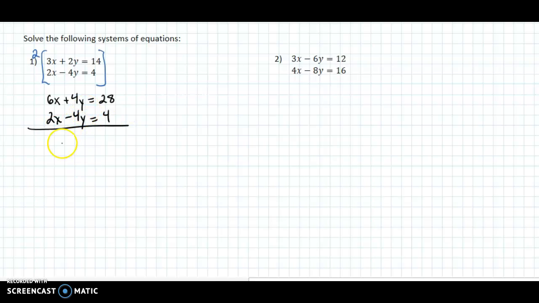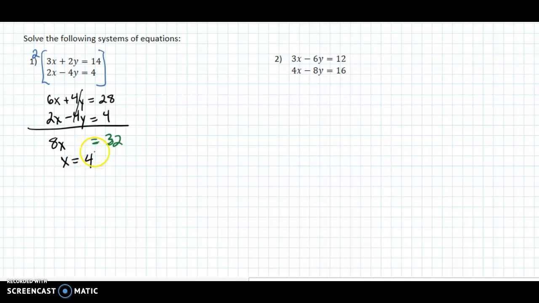And we can combine these or add them together, and that gives me 8x. These add to 0, which is something that we want, and then this gives me 32. So this gives me 32, and that means x is equal to 4.